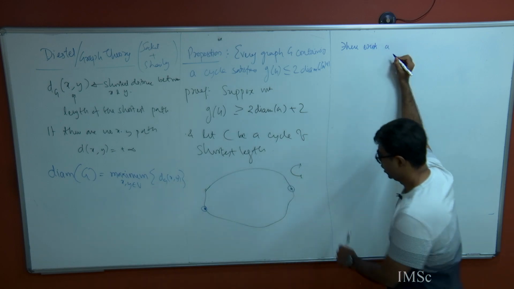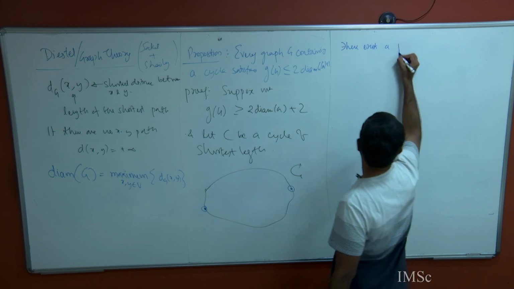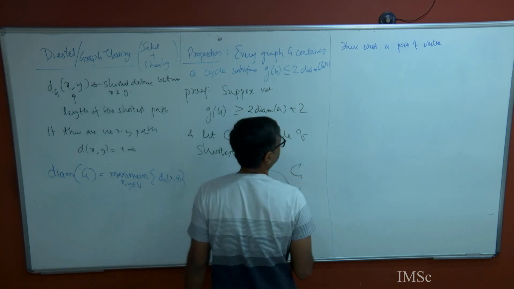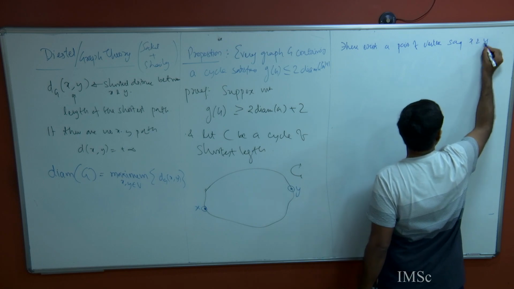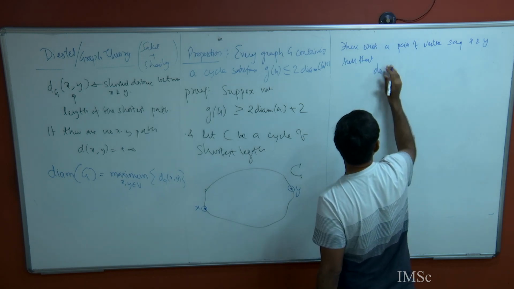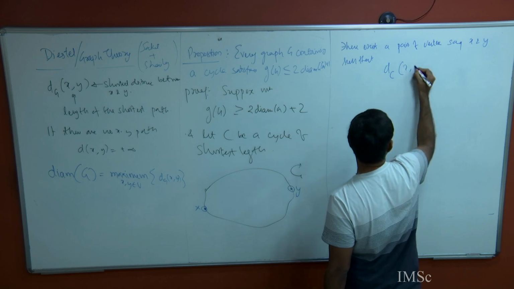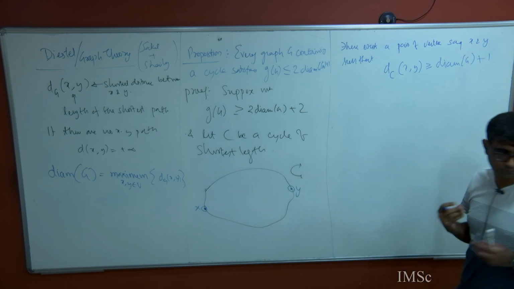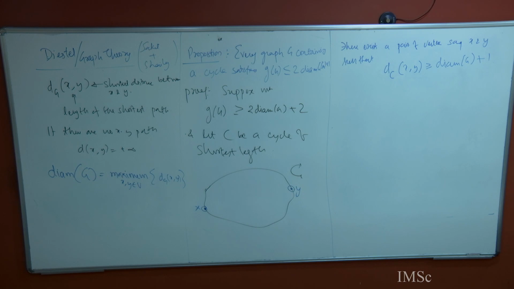So, or rather he says, this implies there exists a pair of vertices, say x and y, such that the distance, let's say d in C of xy is... Why is it a shortest path? But in a cycle C, why? How?